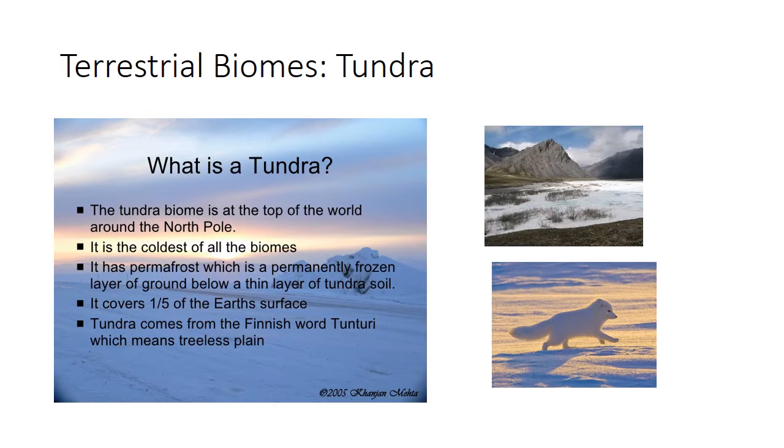The temperatures in summer may reach something like 50, 55 Fahrenheit, and in winter they are way, way below freezing. It has permafrost. Permafrost is a permanently frozen layer of ground below a thin layer of tundra soil. So if you look at the ground in the tundra, first of all, it's almost always covered with snow, at least partially. In winter, it's completely covered with snow.